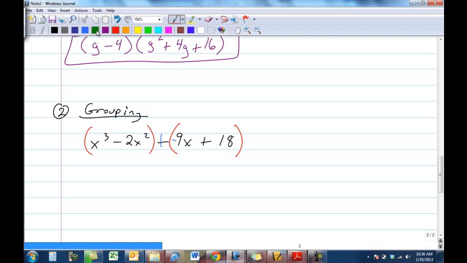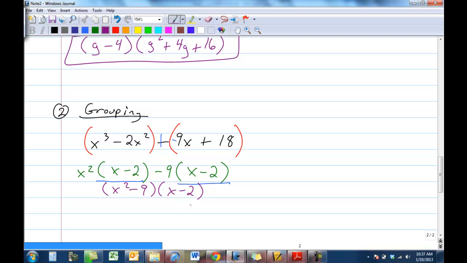Then you go to each group and you GCF each group. X cubed minus 2x squared, what comes out? X squared comes out. You're left with x minus 2. What can come out of this one? You got negative 9x plus 18. Actually, we're going to pull out a negative 9, and we're left with x minus 2. Now look what's happening here. We got x squared times this minus 9 times this. So this becomes x squared minus 9 times x minus 2. All right? So that is how you factor by grouping.